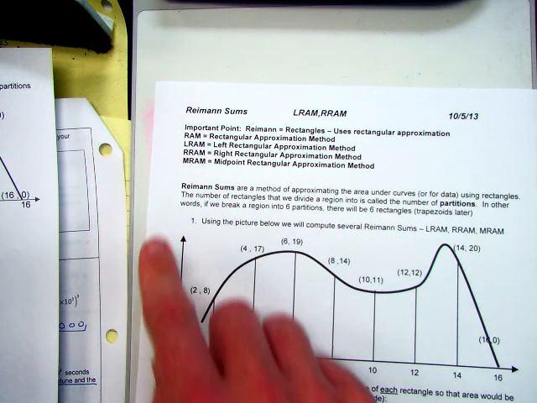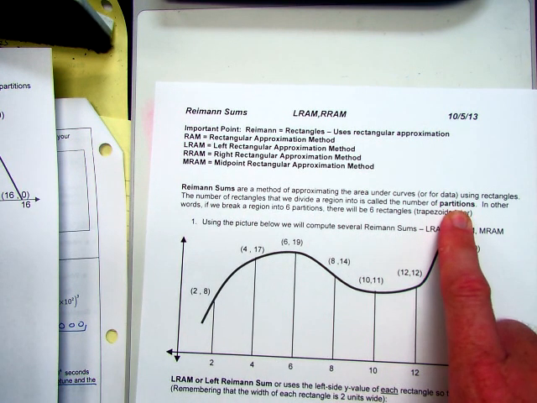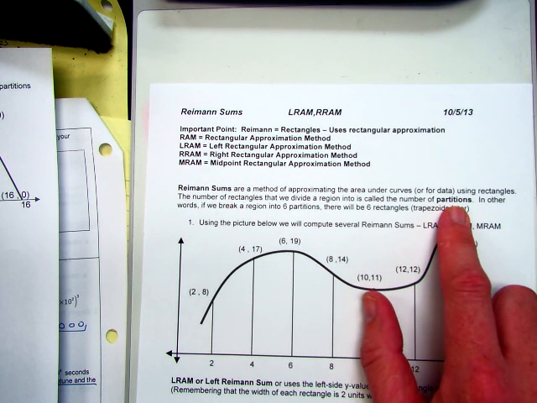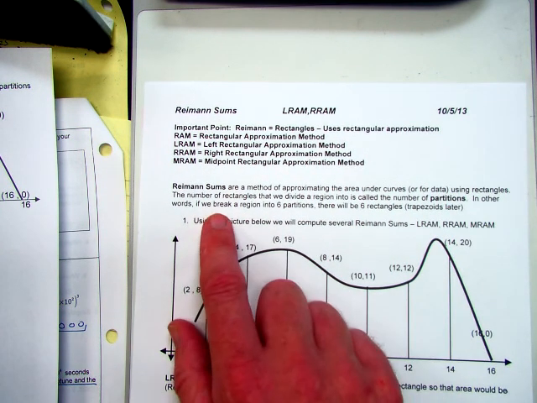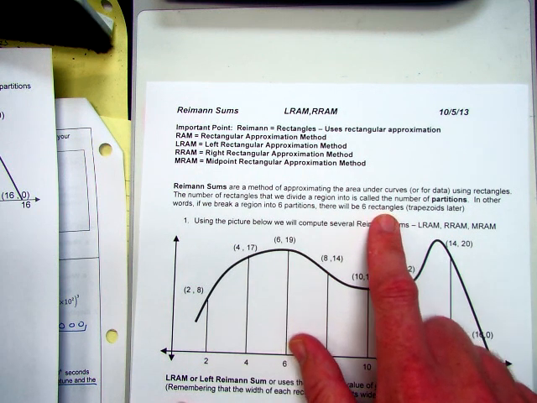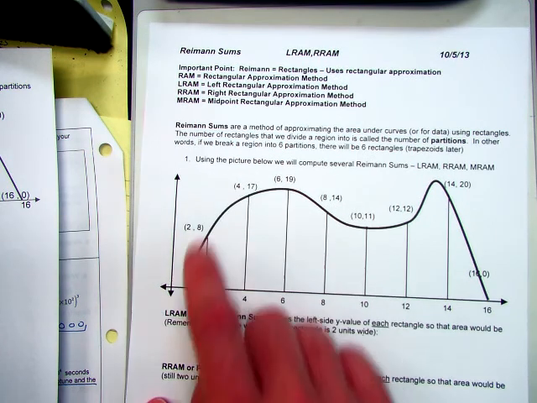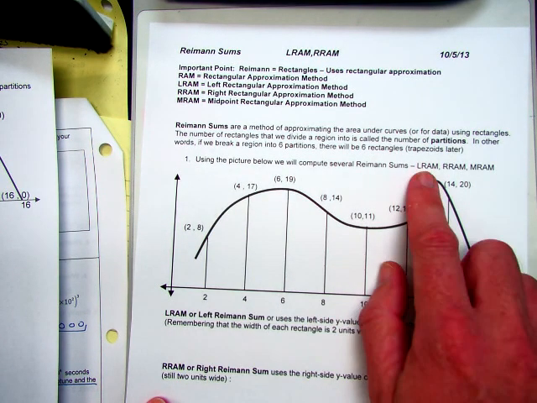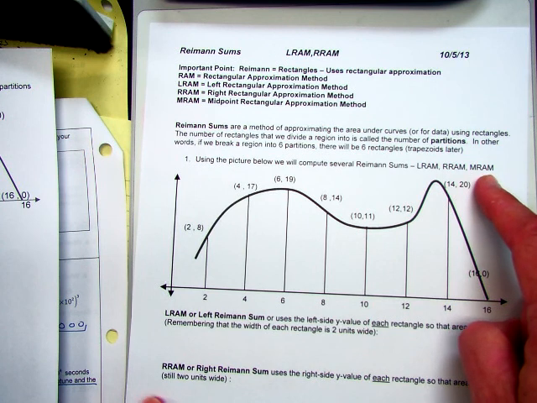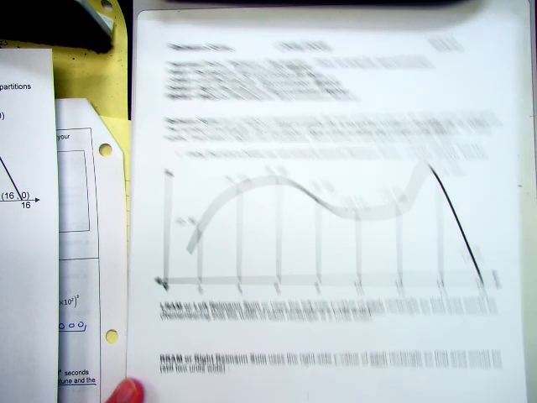The number of rectangles we divide a region into is called the number of partitions or subintervals. Doesn't matter; those two words are used interchangeably. In other words, if we break the region into 6 partitions, there'll be 6 rectangles, and later we're going to do trapezoids. Okay, so using the picture below, we're going to find LRAM, RRAM, and MRAM for each of these. Actually, I don't think we're going to, no, we're not going to do MRAM. We're going to do right, left, lower, and upper.